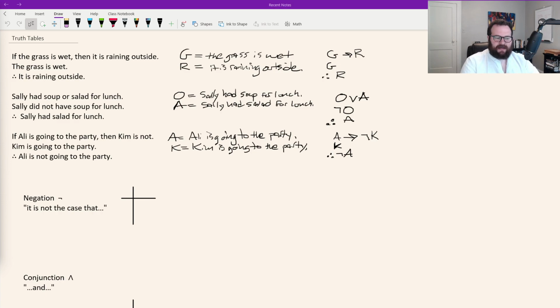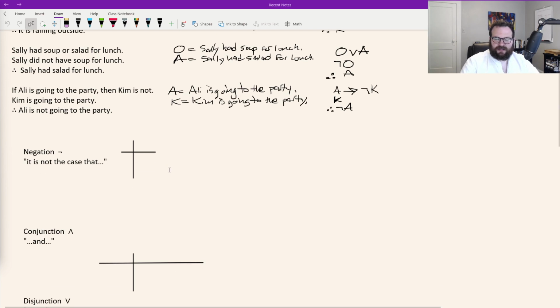Welcome back. So we're going to continue the lesson this week by discussing truth tables. Truth tables are one of the primary methods we have in modern logic for assessing the validity of an argument. But they're also a good way to demonstrate how our connectives are supposed to be working where truth is concerned. So let's look at them individually.